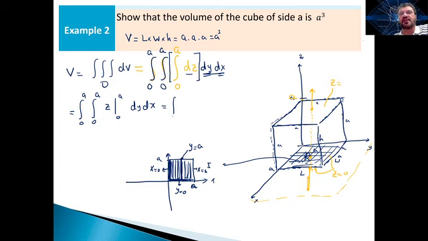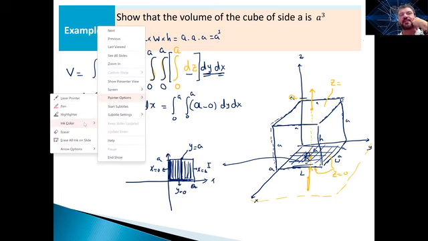So this is equal to the integration from 0 to a, integration from 0 to a. Now we replace z with a first, minus 0, dy dx, which is equal to the integration 0 to a, 0 to a of a dy dx. Now, where do we go to? We go to the inside again.